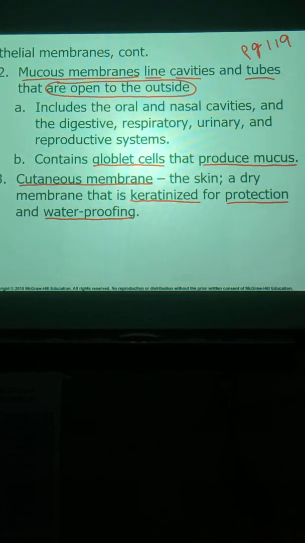And then the last one is the cutaneous membrane, which is the skin, a dry membrane that is keratinized for protection and waterproofing. Remember, our skin cells are alive at the basement membrane, at the basal, the bottom layer. They get filled with keratin, the nucleus disintegrates, and the cells become dried out and hard because they're filled with keratin, going through the keratinization process.